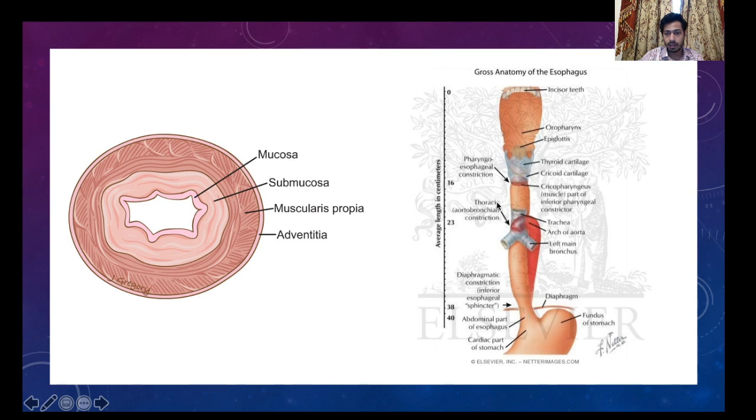So these are the constrictions, the relations of the constrictions, which I was talking about. So we have the cricoid cartilage, which is one of the constrictions here. We have the arch of the aorta. We have our left main, or the left stem of the bronchus here, which is another part. And the last part, which can become constricted at times, is the diaphragmatic hiatus opening. So just here, just before it passes through into the actual stomach and the cardiac orifice.